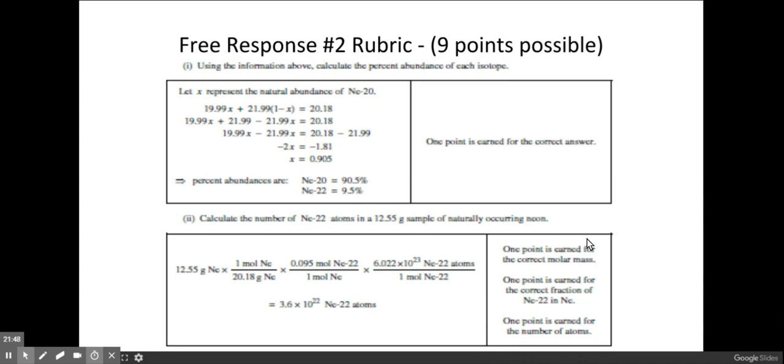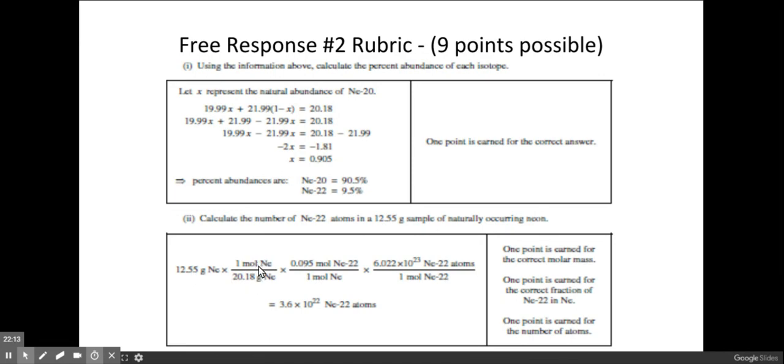In our second calculation, we're to calculate the number of neon atoms. Anytime they mention calculating the number of atoms or protons or electrons or whatever, they're talking about particles, and you're going to have to use Avogadro's number somewhere in there. We're starting here with grams, and in chemistry, what do we do with grams all the time? You got it. Change it to moles. So grams to moles here.